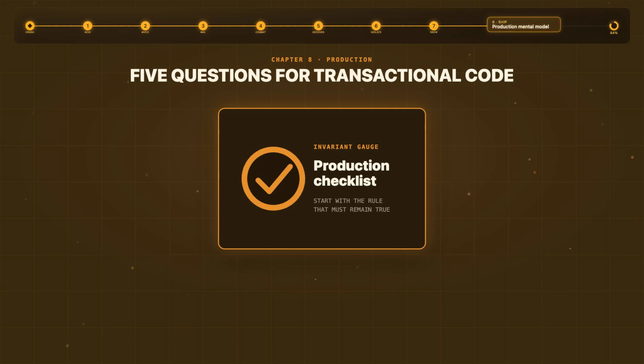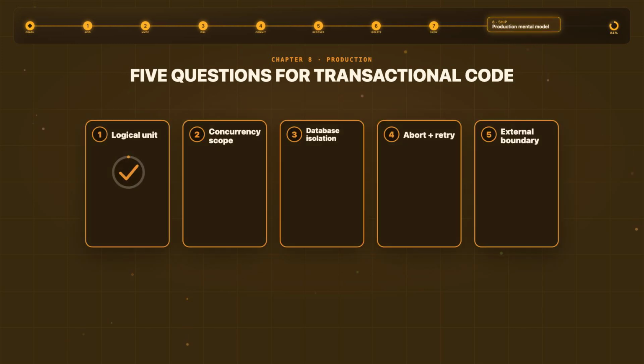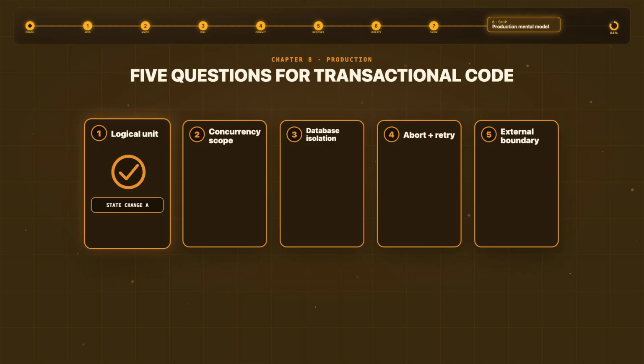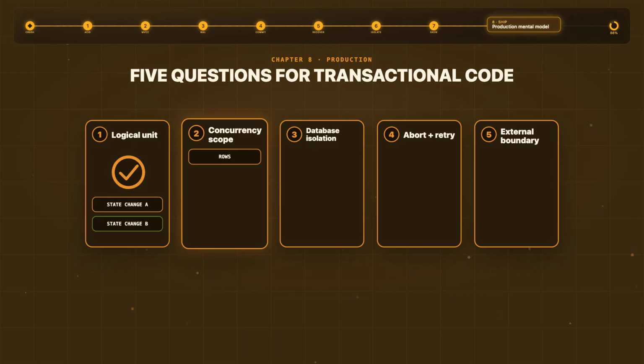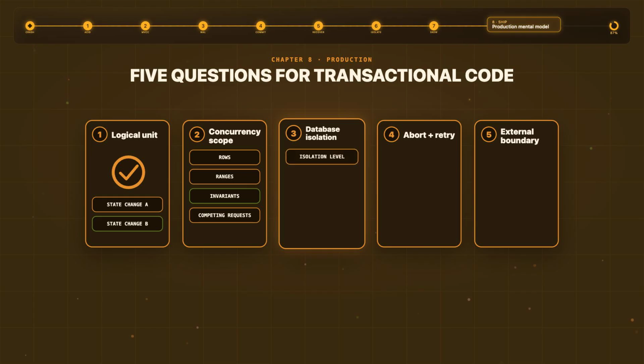When you design transactional code, walk through 5 questions. First, what is the logical unit? Keep every state change that must succeed together inside the same transaction. Second, what can run concurrently? Name the rows, ranges, or invariants that competing requests might touch. Third, what isolation level actually protects those invariants on your database? Do not trust the label alone.